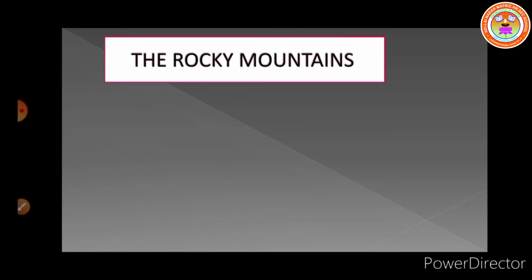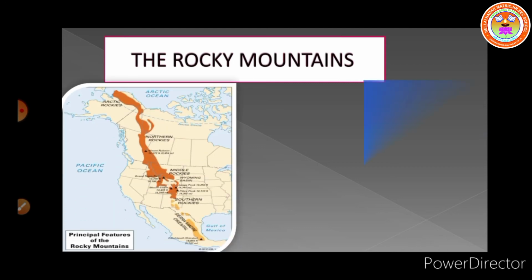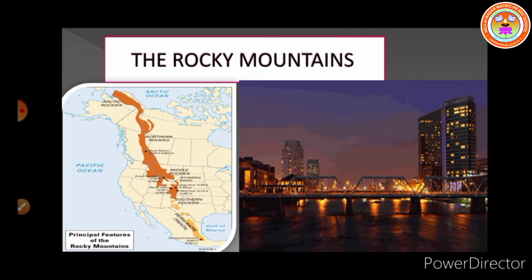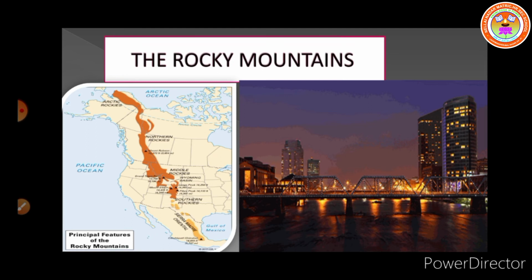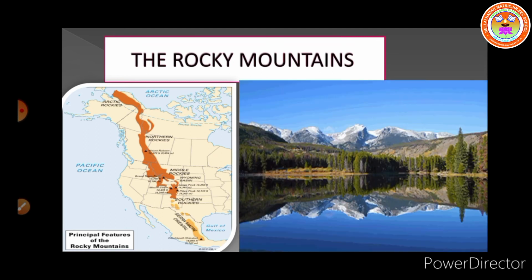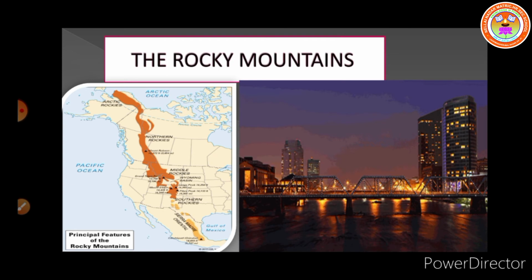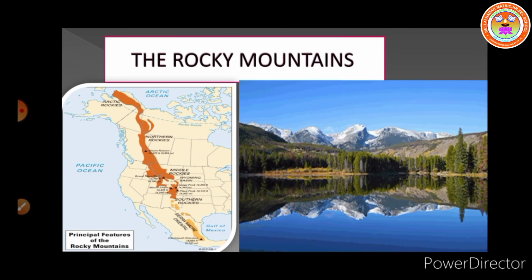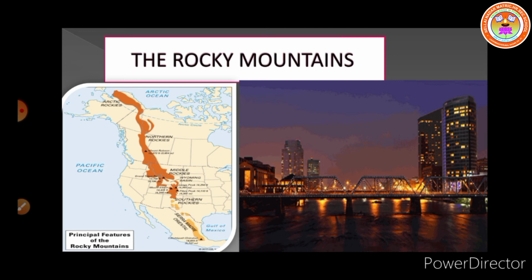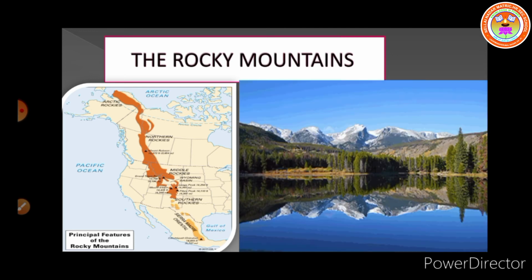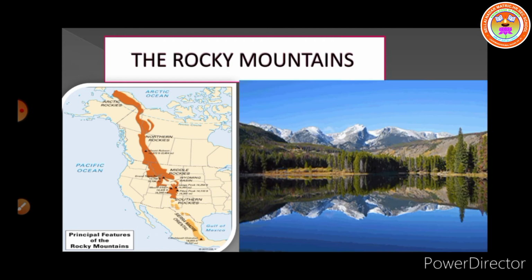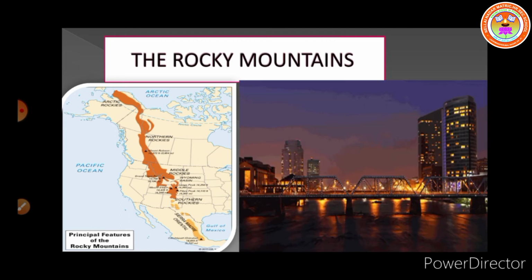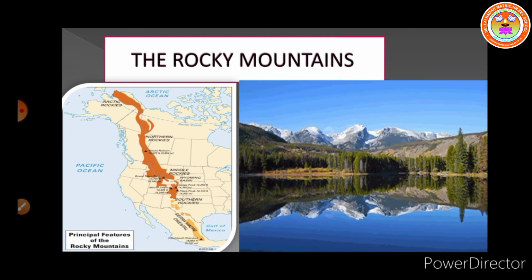First, the Rocky Mountains. The western part of the continent is occupied by long ranges of young folded mountains. North America is a continent of great physical diversity. Mount McKinley is about 6,194 meters above sea level and is the highest peak. Death Valley is about 86 meters below sea level and is the lowest part of the continent of North America.